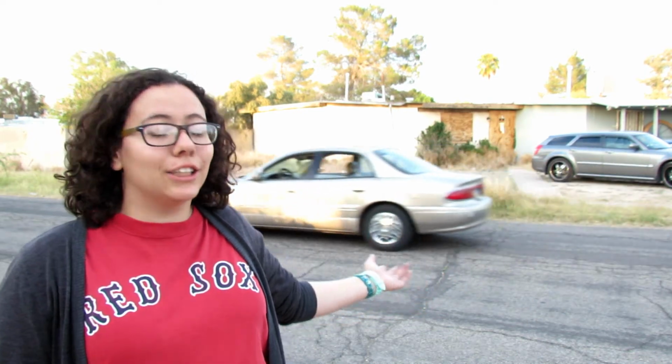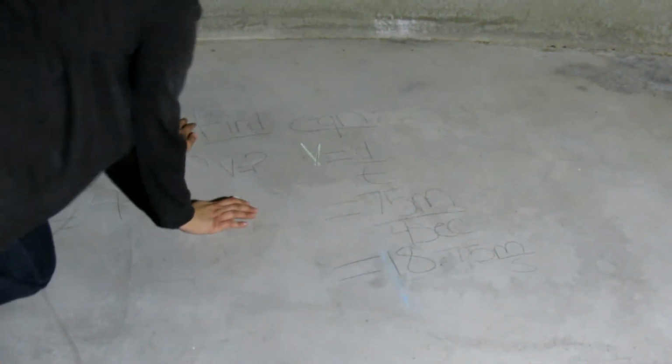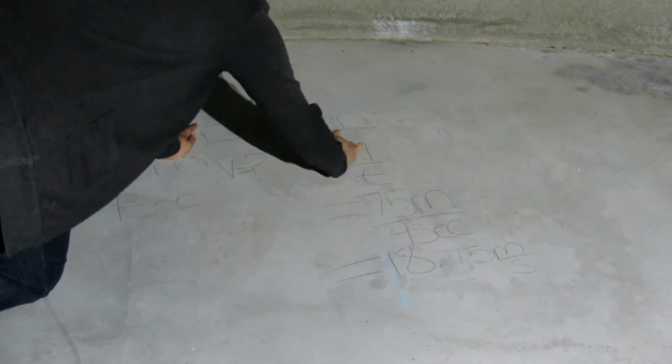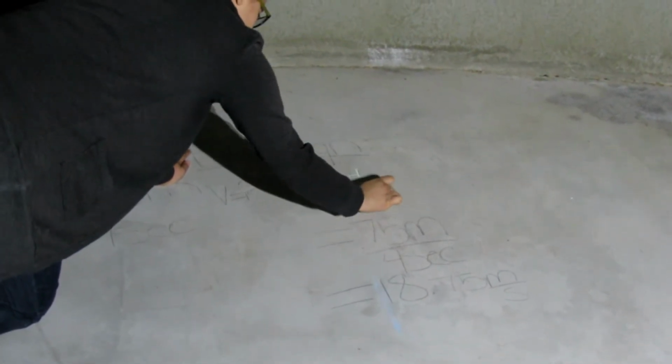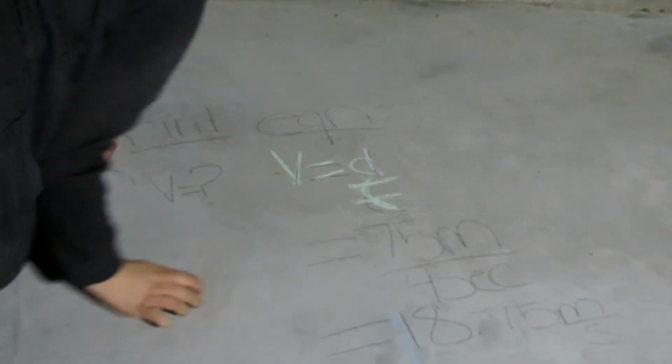Constant velocity means both constant speed and constant direction. To go in a constant direction means to go in a straight line. An example of constant velocity is when a car is moving at a constant speed in a straight line. To find constant velocity, we need to use velocity is equal to distance divided by time.